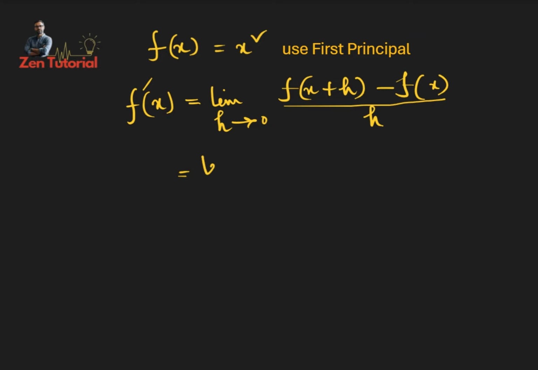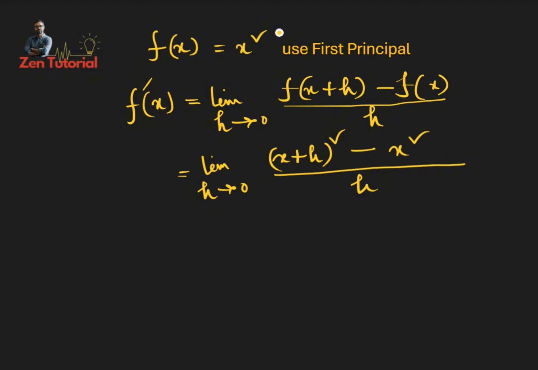Now limit h tends to 0 over h, and what is f of x plus h? So f of x is equal to x squared. So plug in within the x square, I mean, instead of x, we have to plug in the value of x plus h, right? So x plus h whole square, and f of x is equal to x square. Let's put in the value.